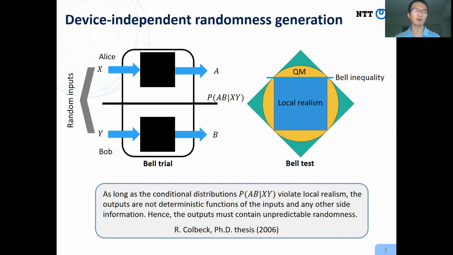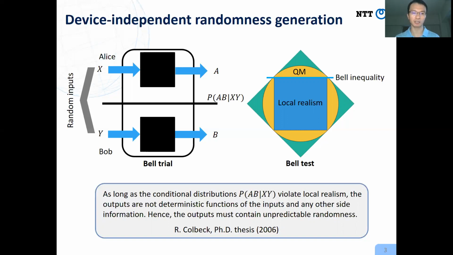Suppose there are two local parties, Alice and Bob. Each one has a black box. At each trial, we can provide a uniform bit to each black box. After the process inside, we can read out the outputs A and B. By repeating this process multiple times, we can estimate the distribution of the output given the input. Then we can test a Bell inequality. If we see a Bell inequality violation, then we can tell local realism is not compatible with the experimental results.